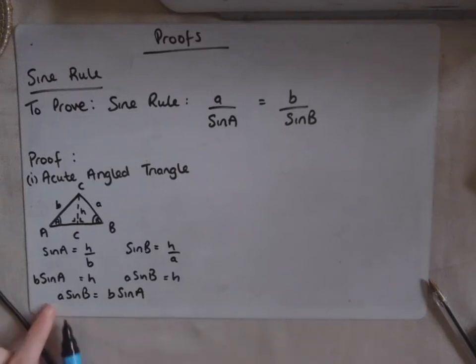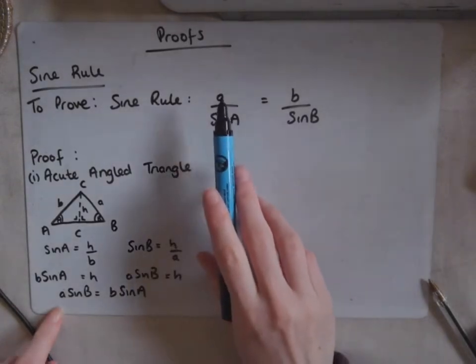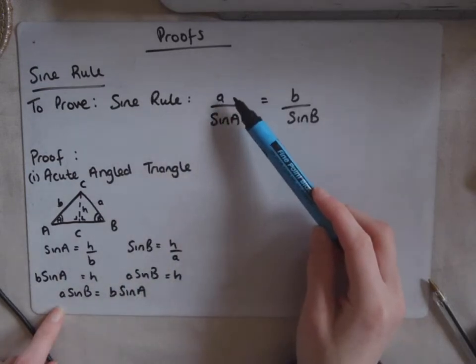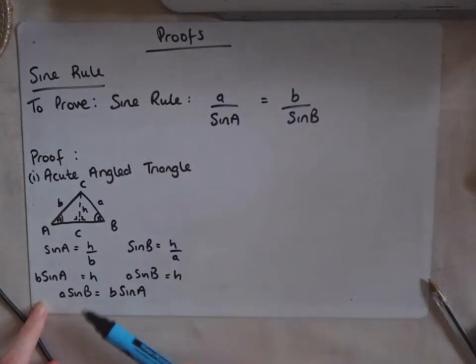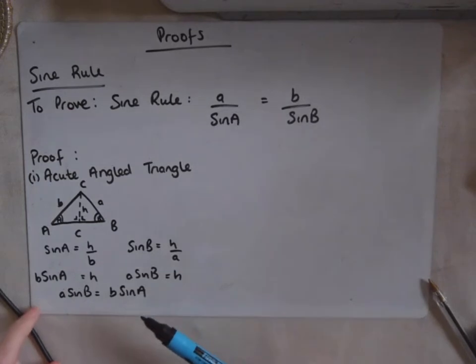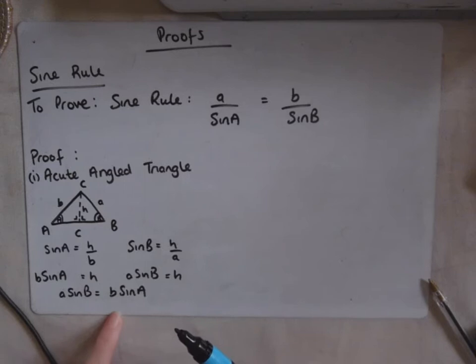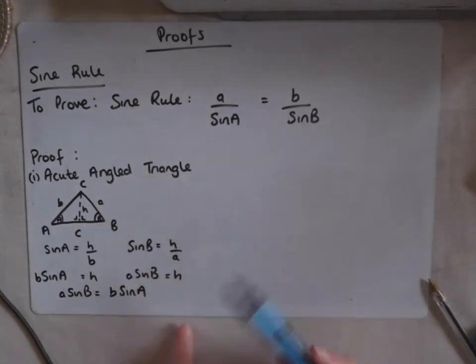Now, the reason I put the a sine B first is because in my to prove I have the a first. I want a, so I need to get rid of sine B here, and I want b, so I need to get rid of sine A here. So I will be dividing by sine A sine B, and that will allow the sine B's to cancel here and the sine A's to cancel here. But I'm not going to do that yet, so just hold on to that for a second. You have this from the acute angle triangle.